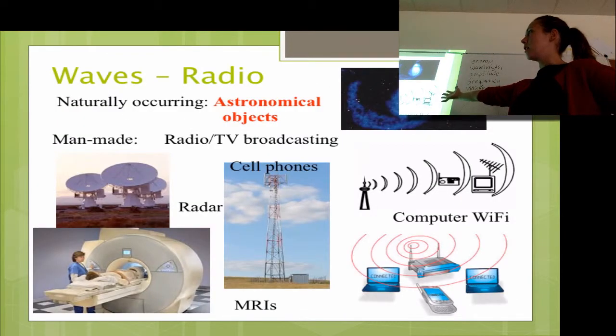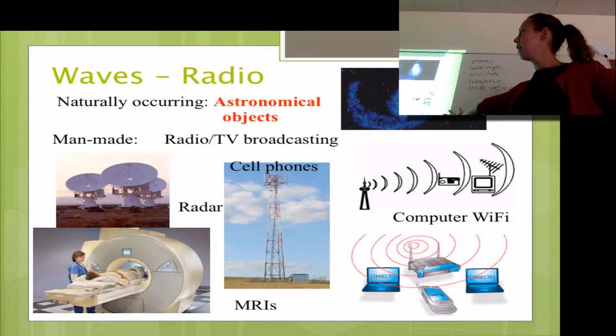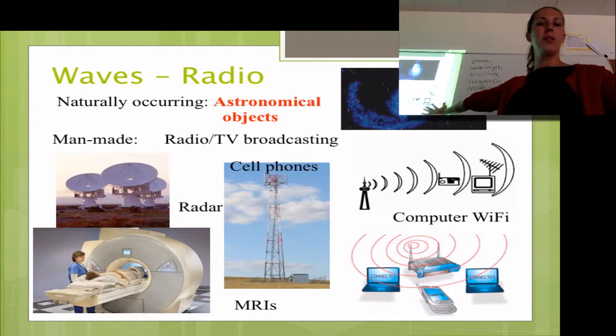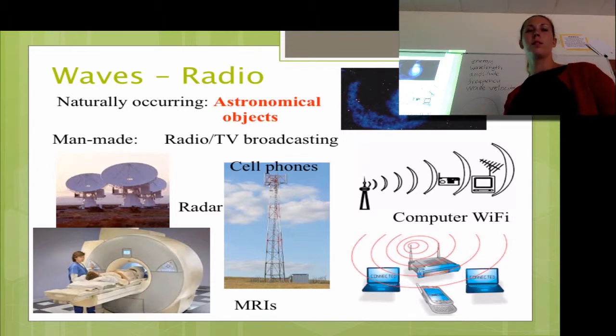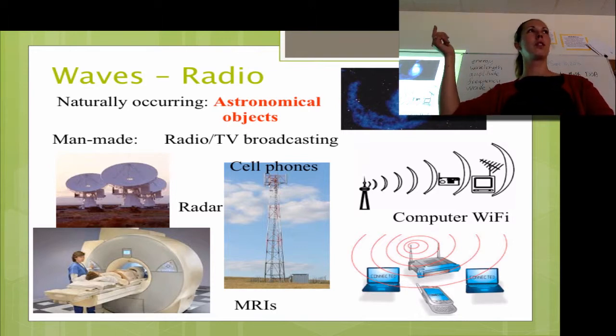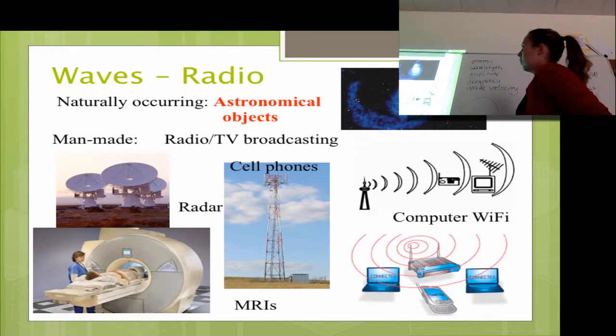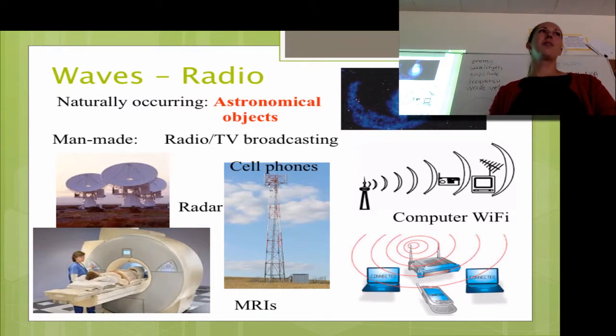What I want you guys to write down is what the wave is that we're talking about, the naturally occurring version of it, and the man-made version of it. Very simple. Astronomical objects, like asteroids and stuff, emit radio waves. Have you ever heard you can listen to the stars because they're emitting radio waves? You can actually tell how old they are by the radio waves they're emitting. Really oldies, like 13.7 billion years.